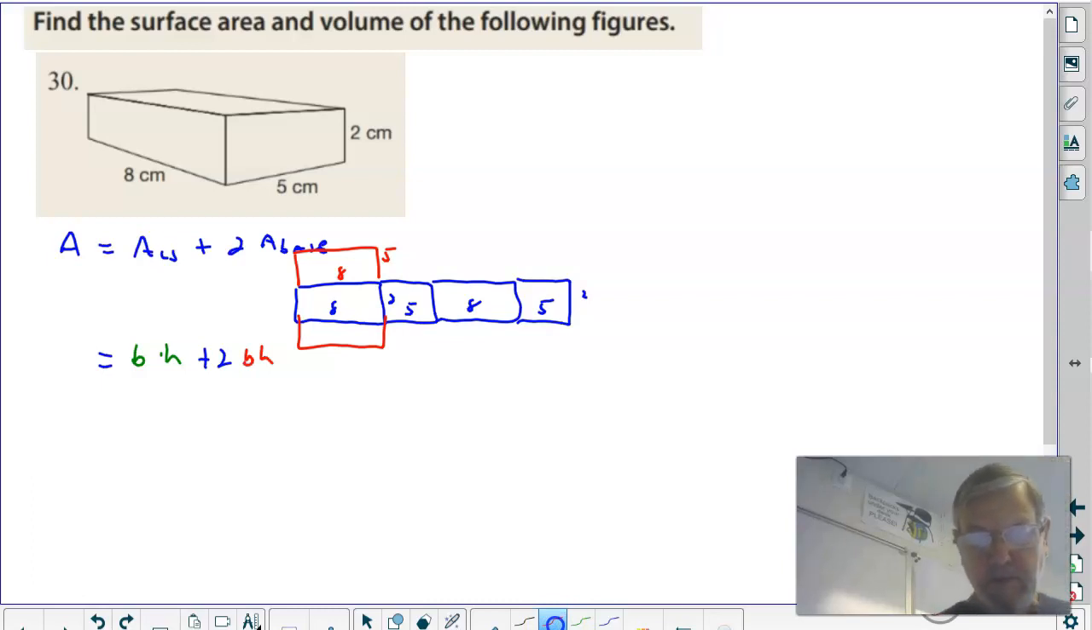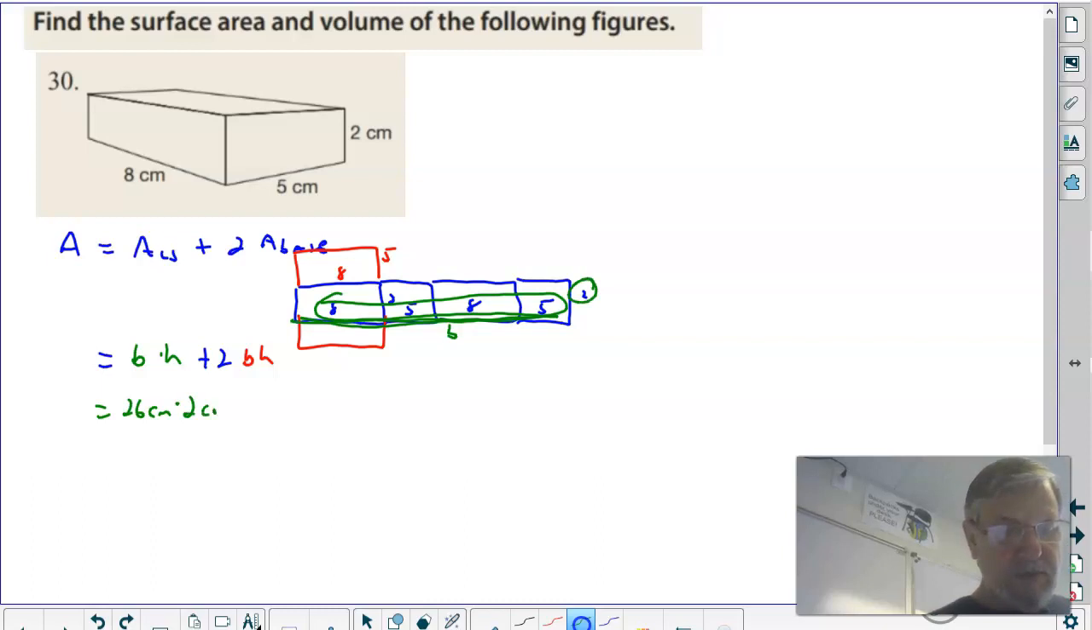Okay, so let's see if we can make sense out of this. 8 plus 5 plus 8 plus 5, 16 is 26, all the way from there to there, right? I'm just doing that one time, the base. So again, that's 26, and these are centimeters, times the height, 2 centimeters. All right, now let's do our two bases. The base of our base is 8 centimeters, and the height is 5 centimeters.